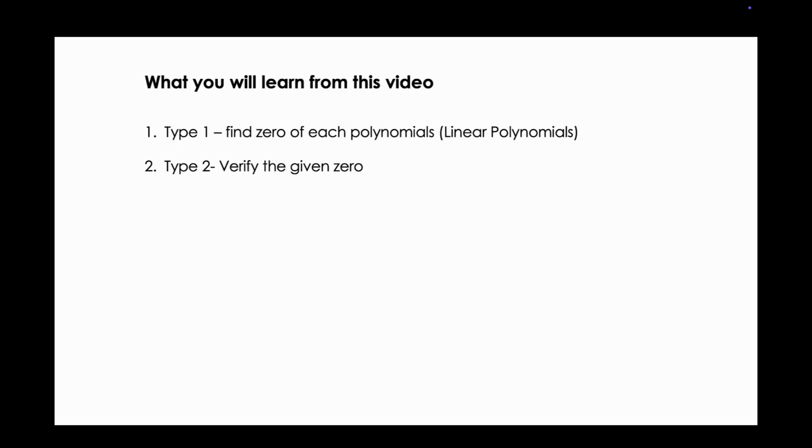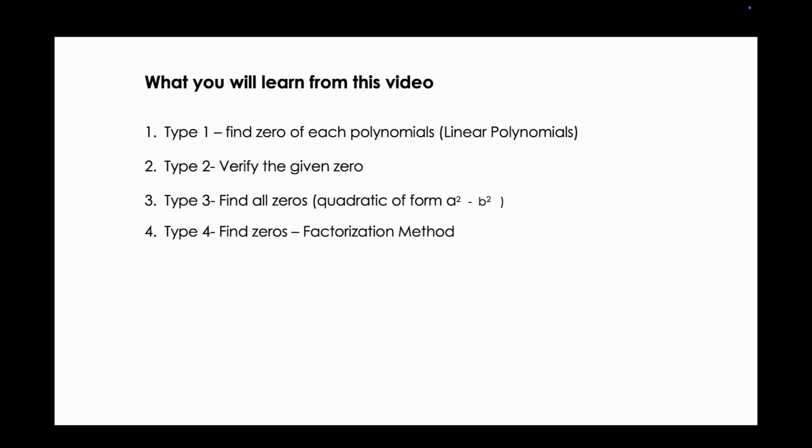of a polynomial. Type 1, find the zero of each polynomial, where we'll consider linear polynomials. Then type 2, where we will verify the given zeros. That means for any value of the variable x, whether the polynomial is 0 or not. Type 3, find all zeros for a quadratic expression or polynomial of the form x square minus b square.